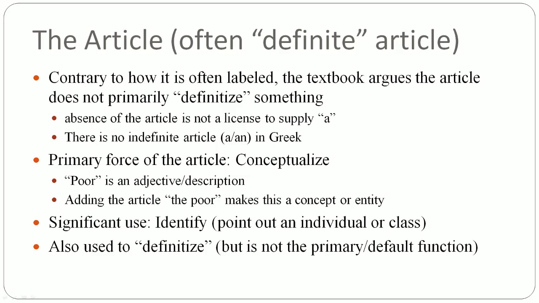There are some other uses of the article, though. One of them is, in fact, to make things definite. Another use is to identify, to point out an individual in a group, or to identify a class of things. So that's a large scale overview of what the article is doing.